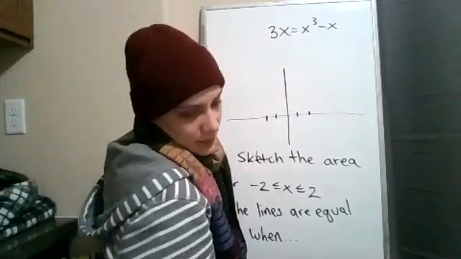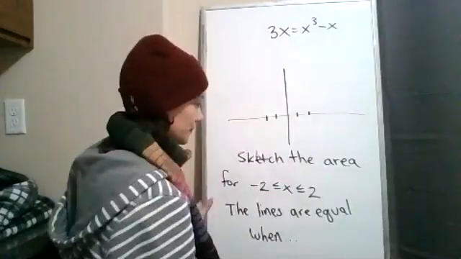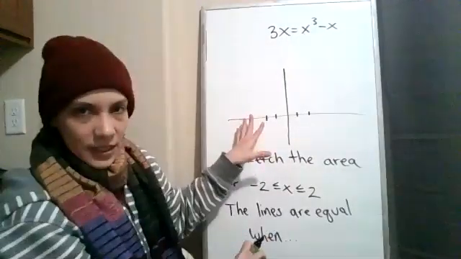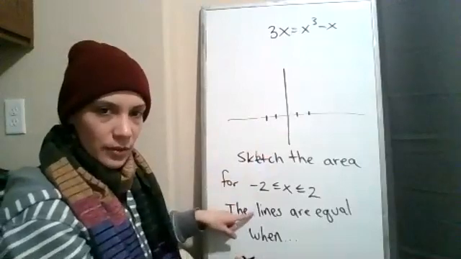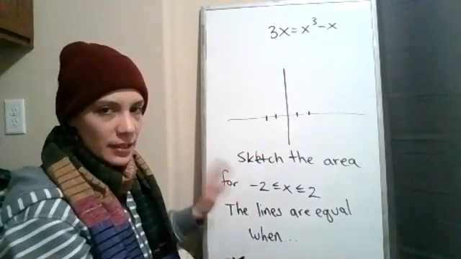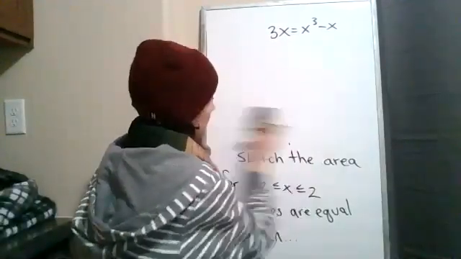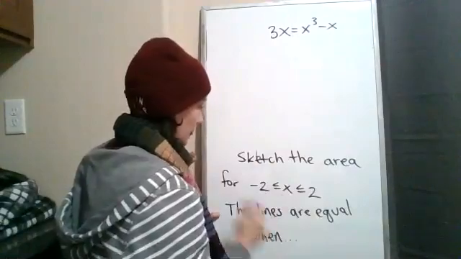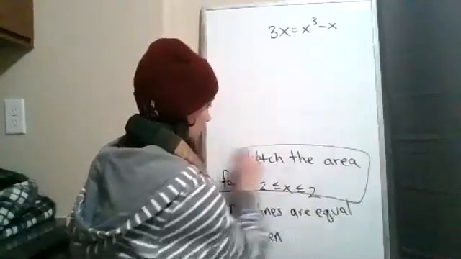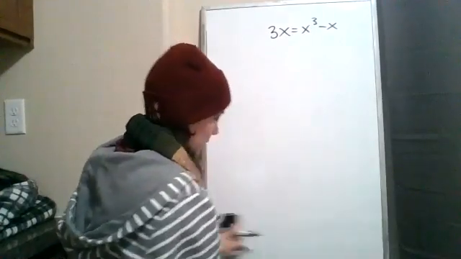We'll draw a sketch in a second. We're going to find where the lines are equal, and then we're going to find some intercepts for each of the functions, and then put it all together. We don't need it anymore. Let's just do some scratch work.